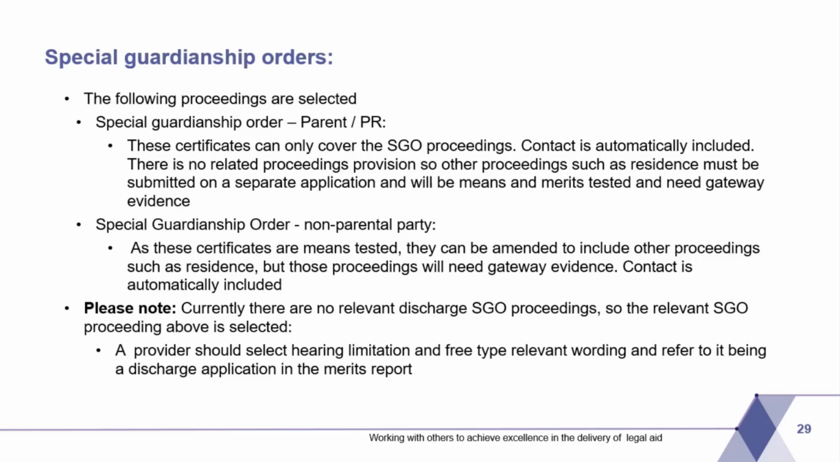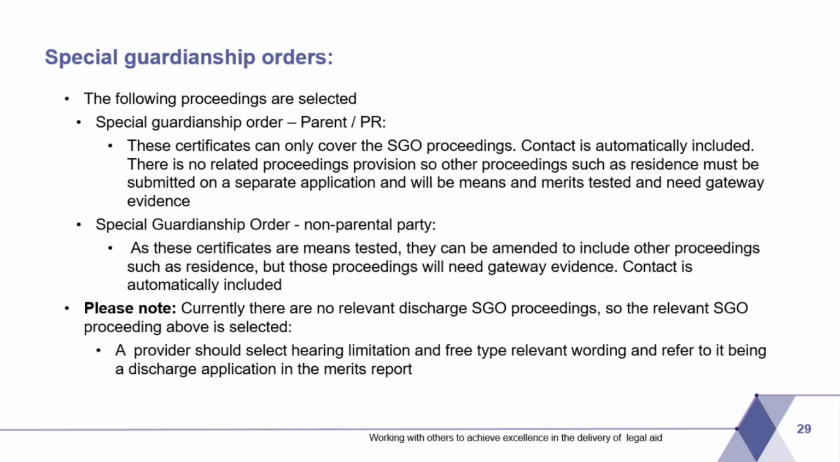Where you are acting for a parent or someone with parental responsibility, those certificates can only cover the special guardianship order proceedings, but contact representation is automatically included. Once again, there is no provision for related proceedings in the same way as Special Children Act. So any other proceedings, such as residence, must be subject to a separate means and merits tested application and will need gateway evidence to bring those proceedings into scope.